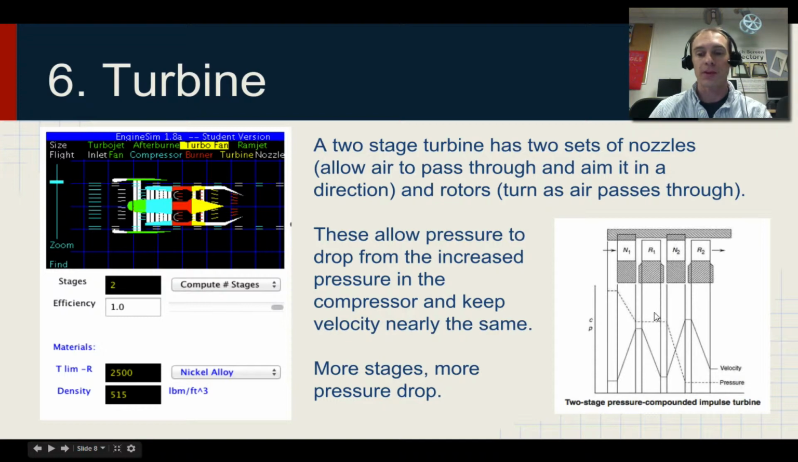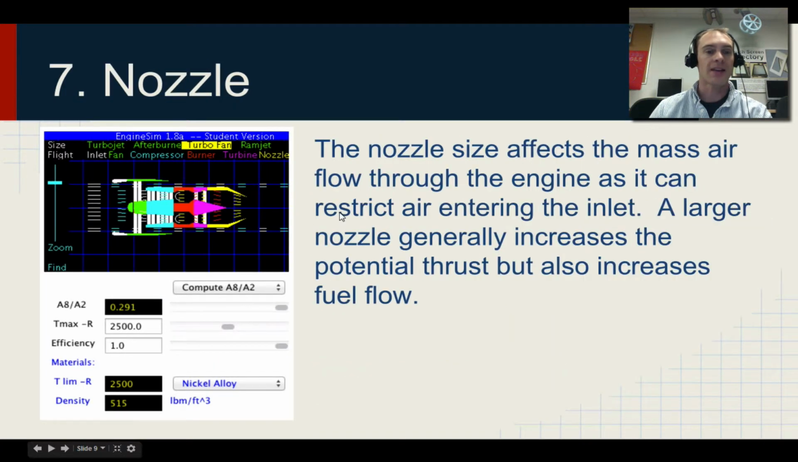So through these different stages, we can get a net overall pressure decrease where the velocity is just a small increase overall in this. And last is the nozzle. The nozzle is this back yellow component at the end here, and the size affects the mass airflow through the engine as it can restrict the air entering the inlet. If we close this down, then it's going to allow an overall reduced amount of air inside here. A larger nozzle generally increases the potential thrust, but it also increases the fuel flow, so then you're going to be a little bit less efficient.